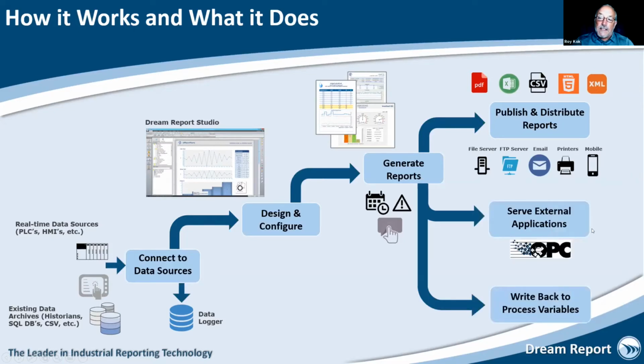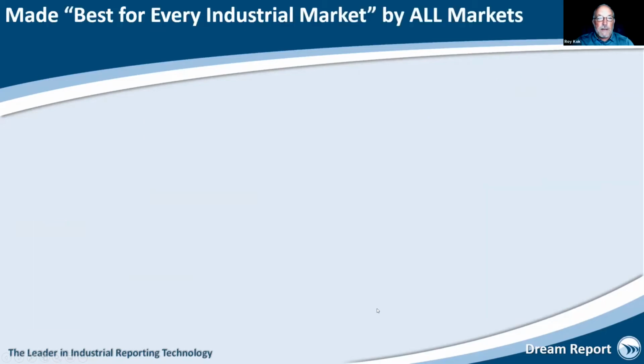Dream Report can serve up information to other applications. We have an OPC server built in. So if you'd like to see Dream Report calculations in your favorite HMI, you can do that. If you're using Dream Report to load a recipe, for instance, we can write variables back to the process. So this is all the functionality you get with every Dream Report system.